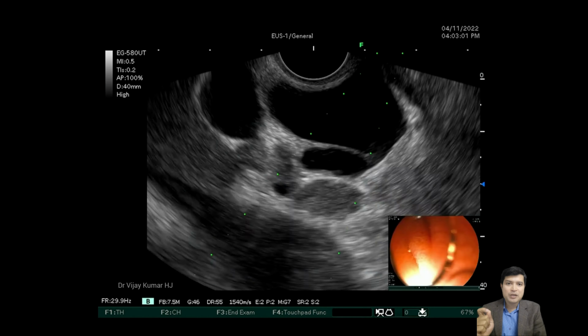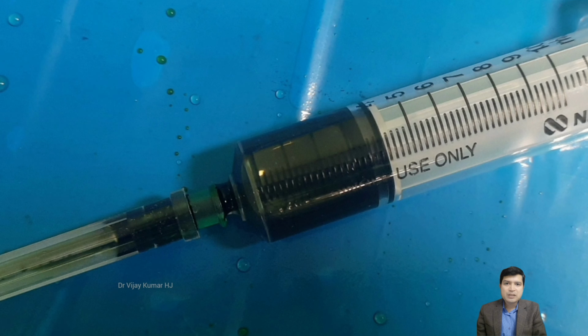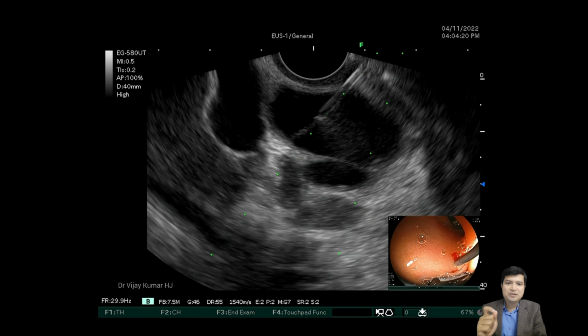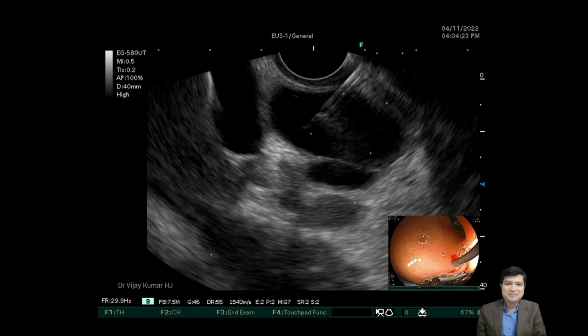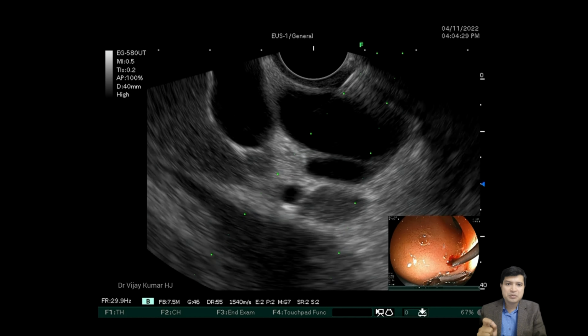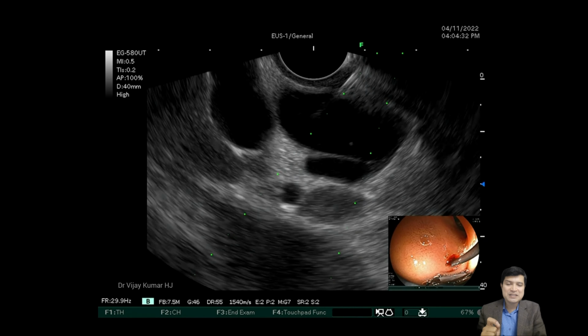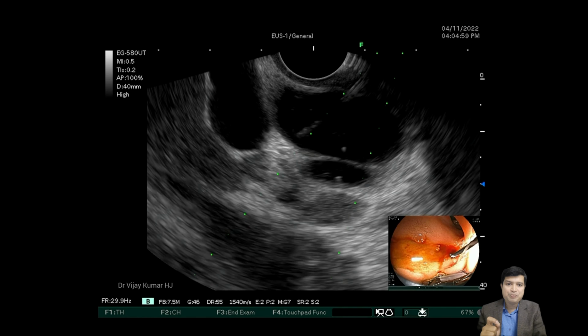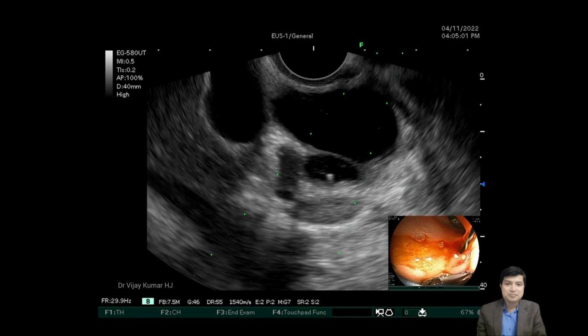So this is a dilated common bile duct, you can see. So we are puncturing the common bile duct with a 19 gauge needle. The site of puncture is confirmed through aspiration of greenish bile into the syringe. So once we puncture the bile duct, we pass the guide wire. Make sure that the guide wire reaches the hilum. This is visualized through the fluoroscopy.